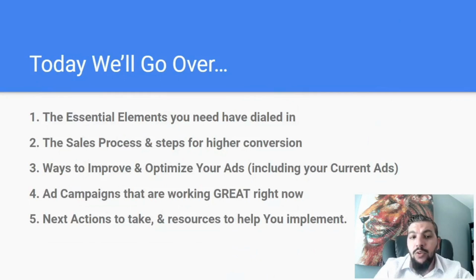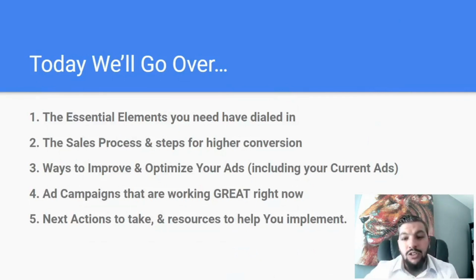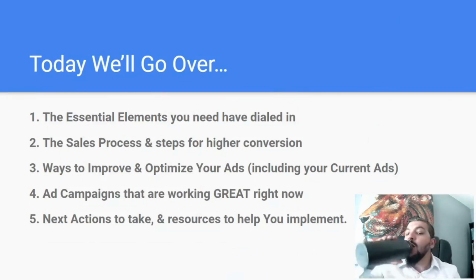I'm also going to share with you ways to optimize and improve your current ads. A lot of you have spoken to me before and you're currently running ads or have run ads before, but you'd like to improve them. So I'll share with you some ways to optimize and improve your ads. And this is very valuable, I'll share with you the ad campaigns that are working great right now, so you don't have to guess yourself. You can see exactly what's working great for agents across the country right now.